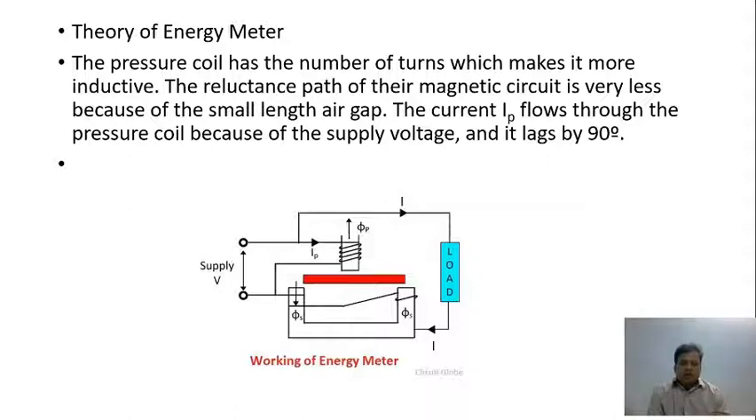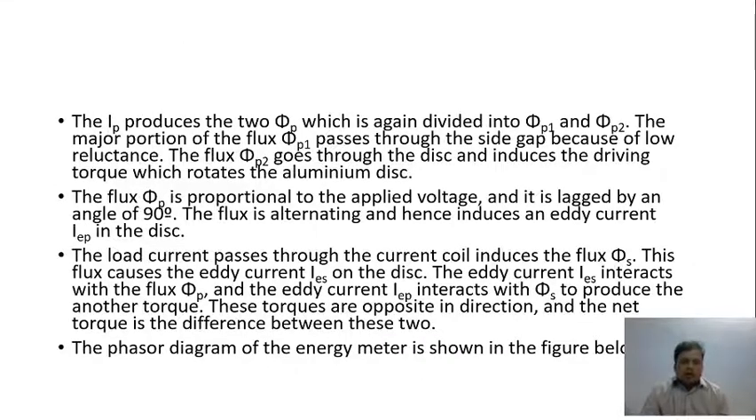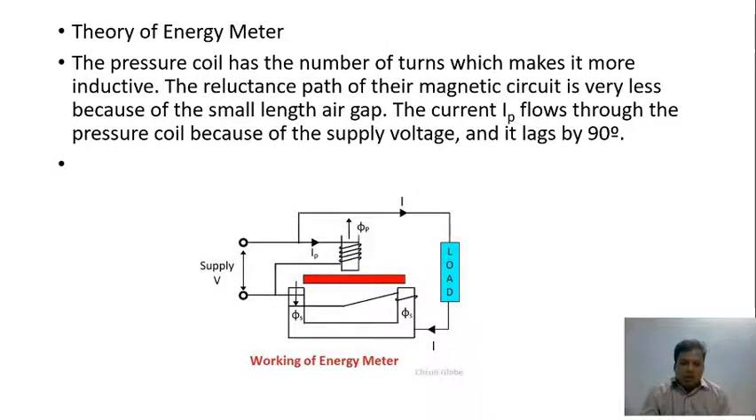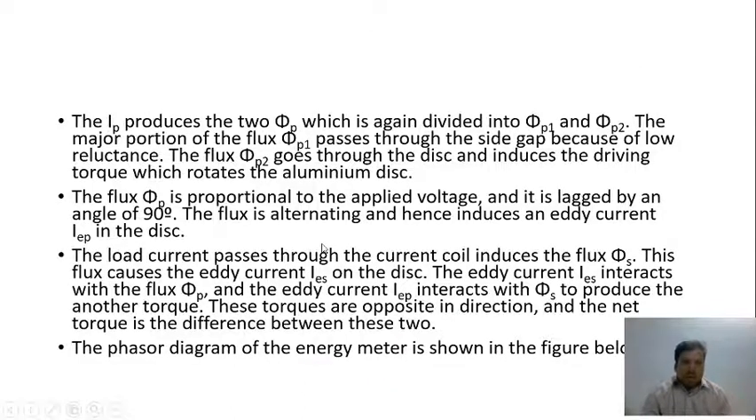Phi s is the flux produced and it is connected to the load. This is IP here, the primary current. We can say it is the primary current IP. The IP produces the flux Φp, which is again divided into Φp1 and Φp2. The major portion of flux Φp1 passes through the side gap because of the low reluctance. The flux Φp2 goes through the disc and induces the driving torque which rotates the aluminum disc. The flux Φp is proportional to the applied voltage and lags by an angle of 90 degrees.